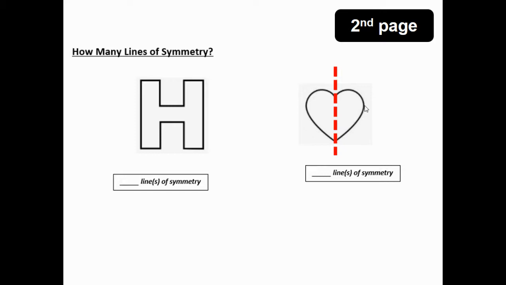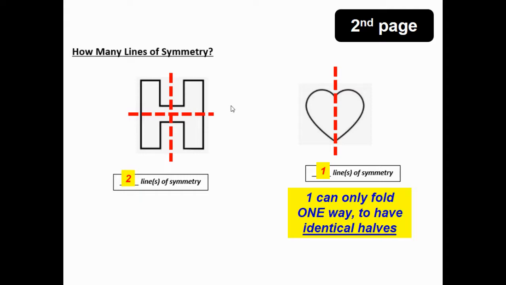If you fold it horizontally, the two halves of the paper will now have identical parts of the heart on it. If you have a shape like this letter H, you could fold it horizontally. You could fold it vertically, and each way you'll get the same thing on either side of the fold. So the heart has one line of symmetry. The H shape has two lines of symmetry. If something has one line of symmetry, you can only fold it one way to have identical halves.